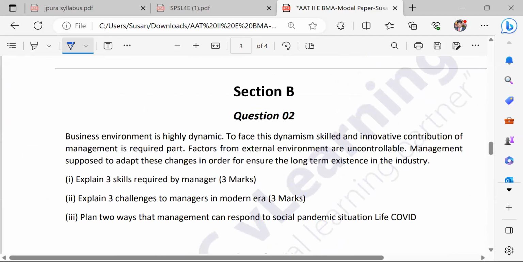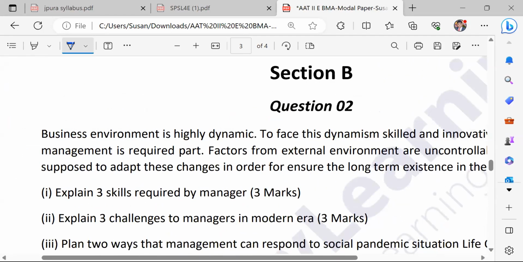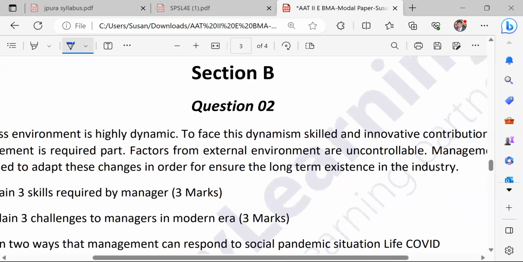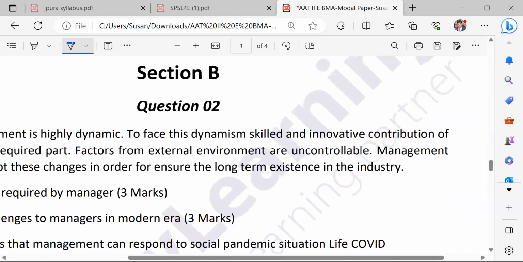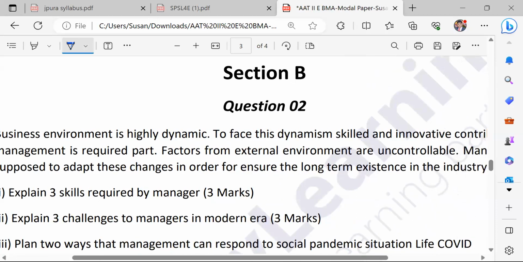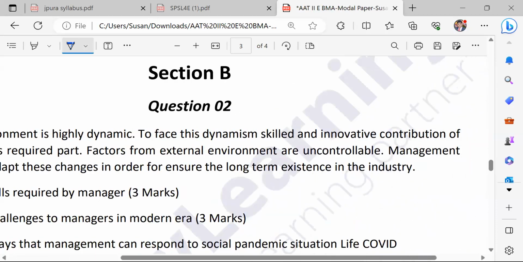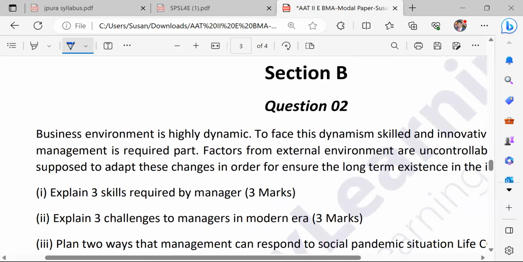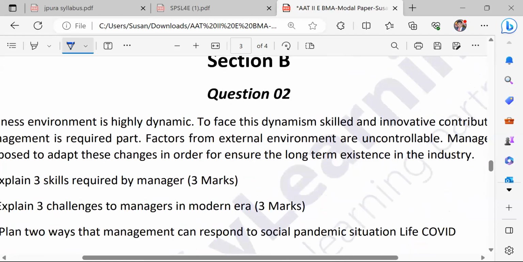That's a small case. Business environment is highly dynamic. Dynamic means it is changing, static means it is not changing. To face this dynamism, skilled and innovative contribution of management is required. Factors from the external environment are uncontrollable. Management is supposed to adapt to these changes in order to ensure long-term existence in the industry.